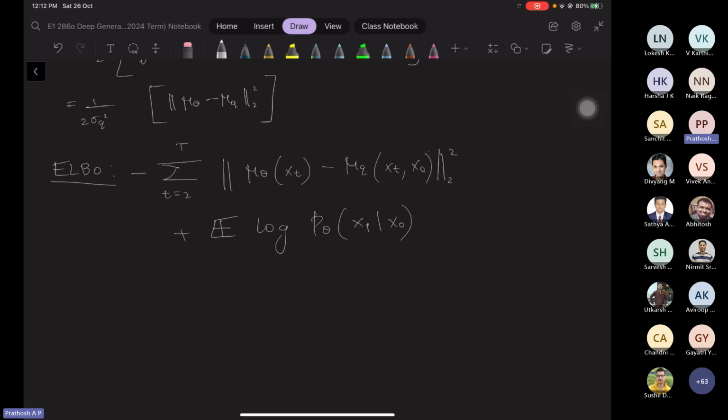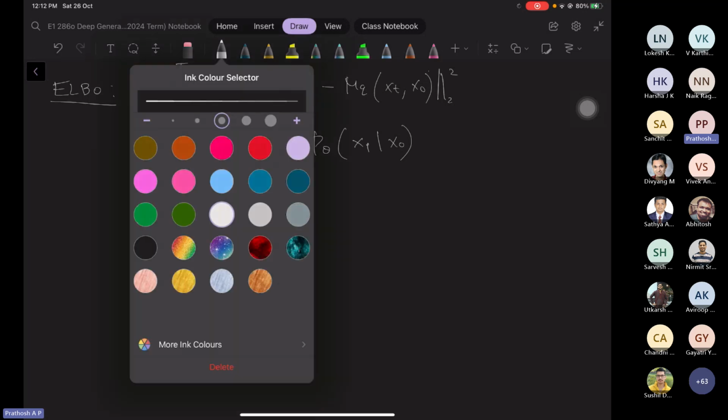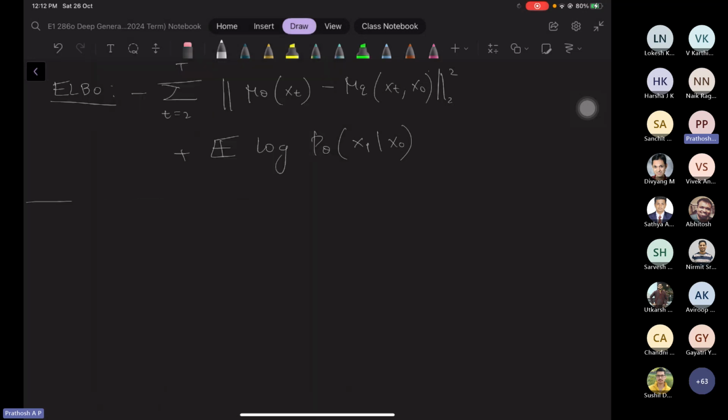Okay, right. Now let's do this reparameterization. We can actually implement it this way, but people generally implement it in a different reparameterization. Let us do that.